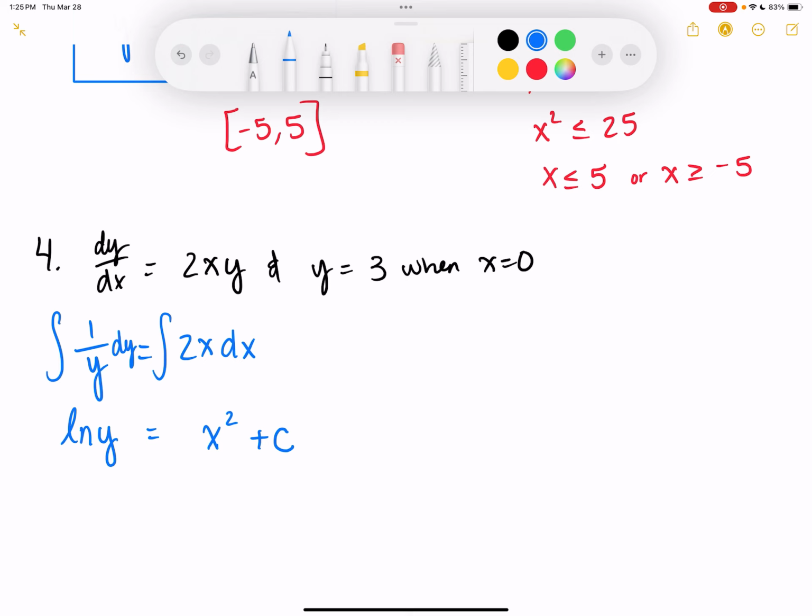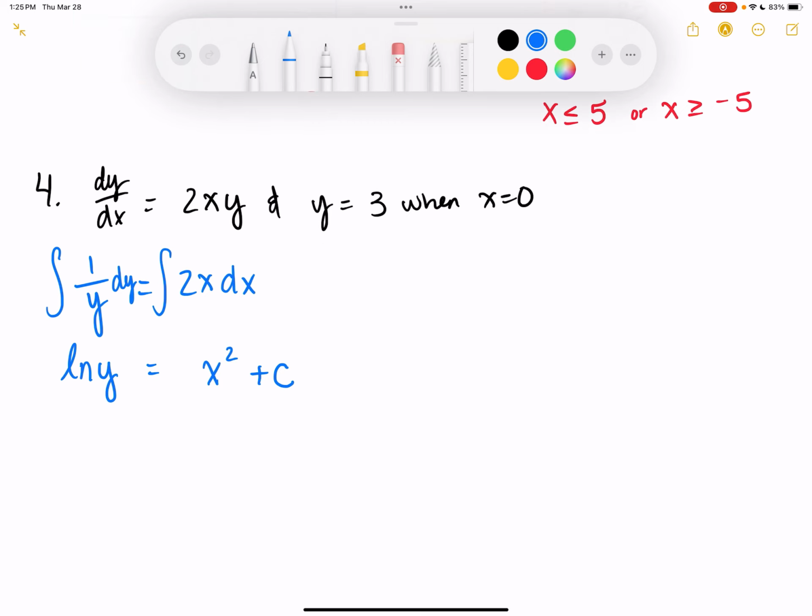Let's see, what do we do now? Ultimately, I'm going to need to get y by itself. So do we just go ahead and do that? How would I do that? Can we just divide by ln? Or is that not how that works? Can't divide by it. How do I undo a log?